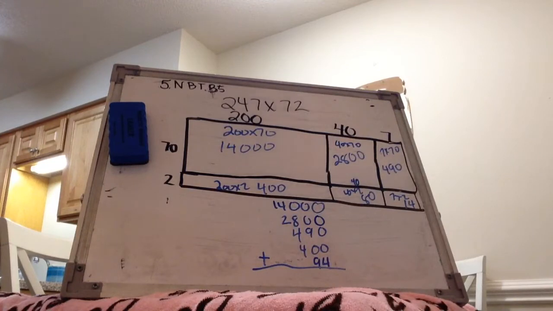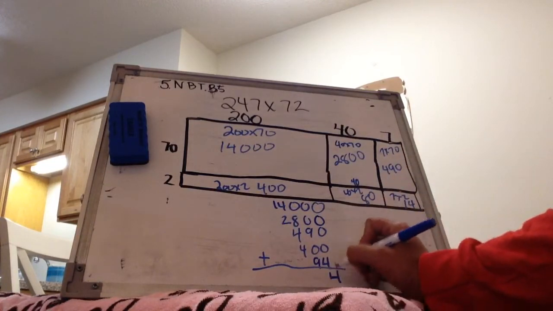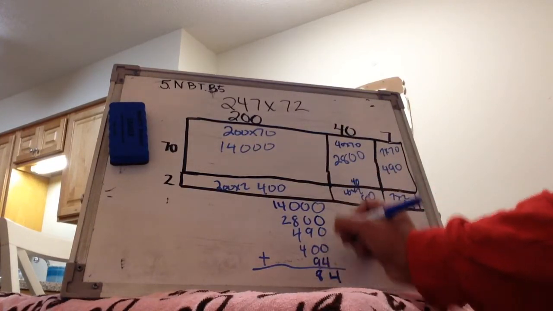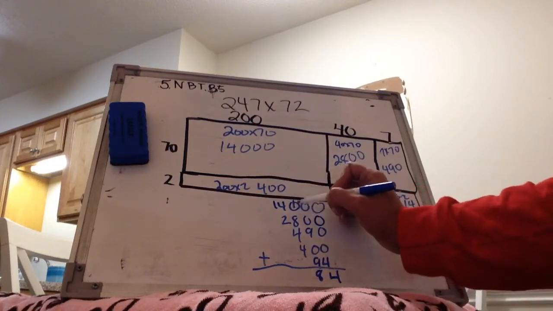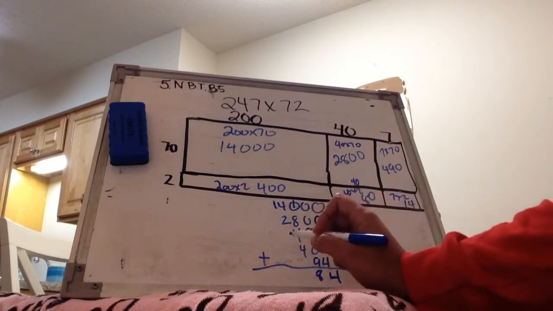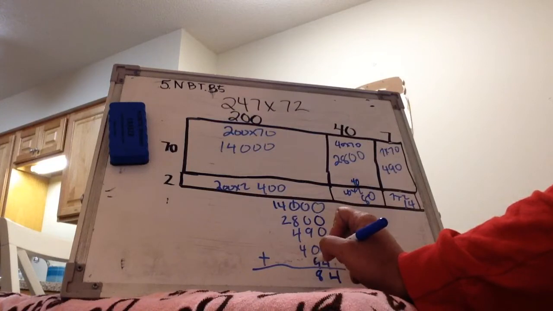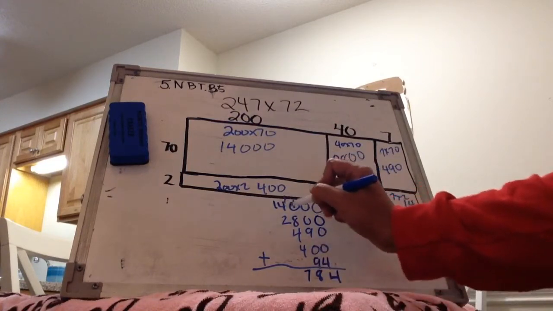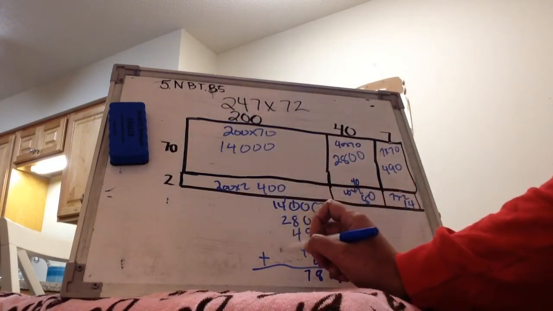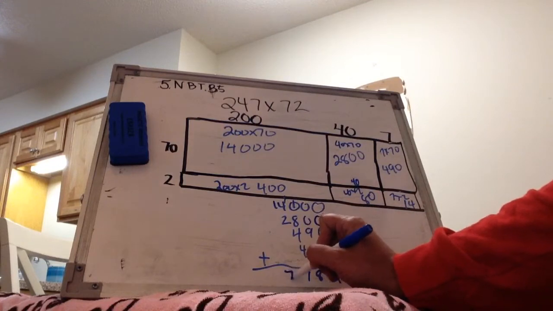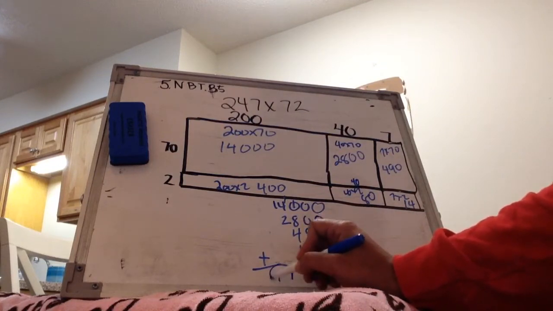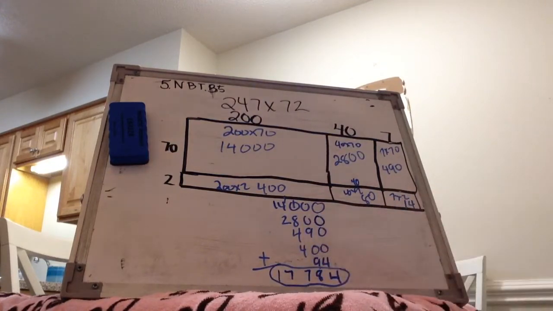So then I just add. 4. 9 plus 9 is 18. 8 plus 1 is 9, plus 4 is 13, plus 4 more is 17. 4 plus 1 plus 2 is 7, and then 1. So 17,784. So this would be multiplying a multi-digit number using an area model.